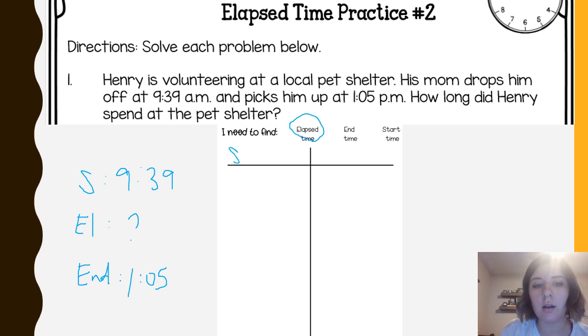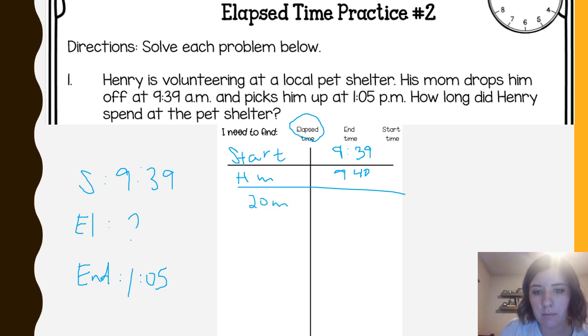What I'm going to do here is write my start time, and I'm just going to be adding time to it until I get to 1:05, and then I know I can stop. Okay, now 9:39. You can pick whatever you want to add. I'm going to start with 1 minute. That makes the most sense to me. Now I'm at 9:40. Okay, now I'm going to add 20 minutes. And I'm at 10.